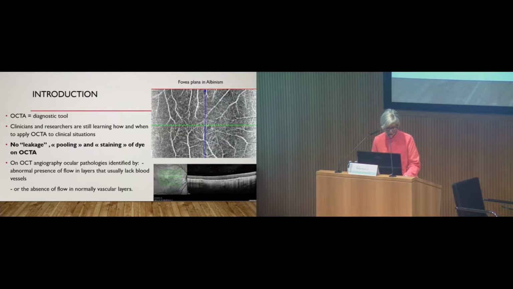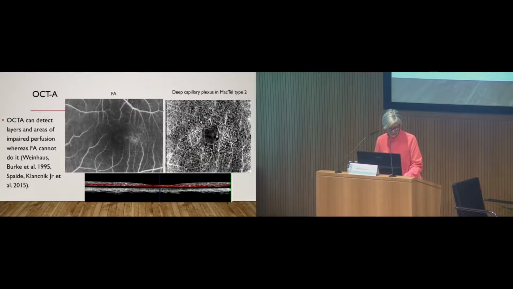OCTA is essentially a diagnostic tool, and we are still learning how and when to use OCTA. It identifies abnormalities of flow. There is no leaking, no pooling, no staining on OCTA. But the main interest is that OCTA can detect the layers and areas of impaired perfusion, whereas fluorescein angiogram cannot do it.